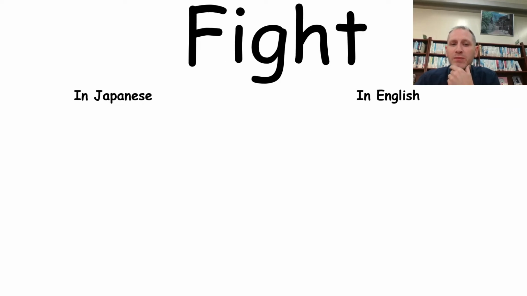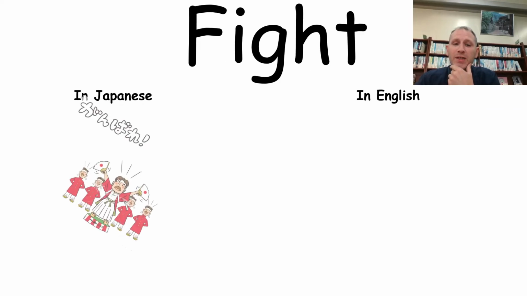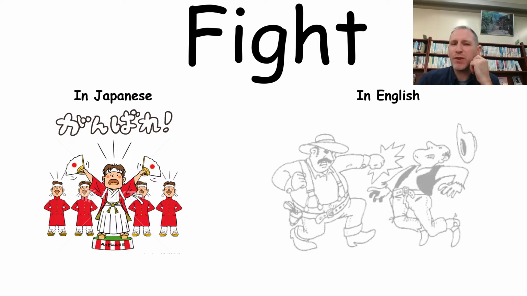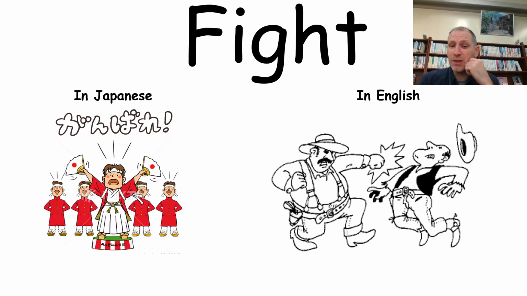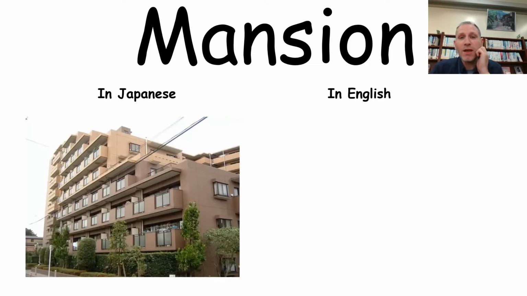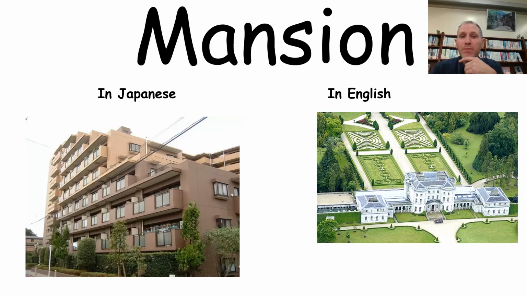What about fight? Well, of course, fight in Japanese kind of means ganbare, ganbare, makeru na, kind of thing. But in English, fight literally means fight. Boom, boom, boom. It's no good. What about mansion? In Japanese, mansion just means very big apartment block. But in English, mansion means very big house. Mecha mecha okane mochi hito no ie.